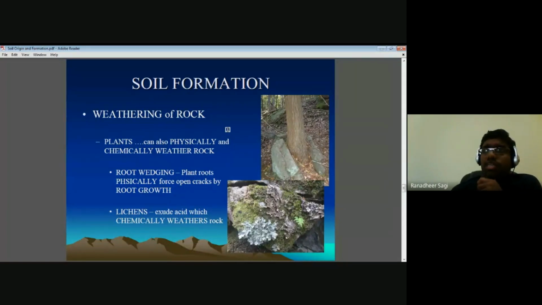As I have already mentioned, due to biological processes also we see weathering of rock happening, whenever plant roots start passing through the structure of the rock, which results in the breakdown of the rock structure, and which certainly results in what is called weathering.